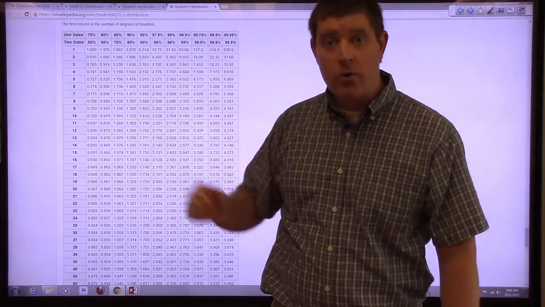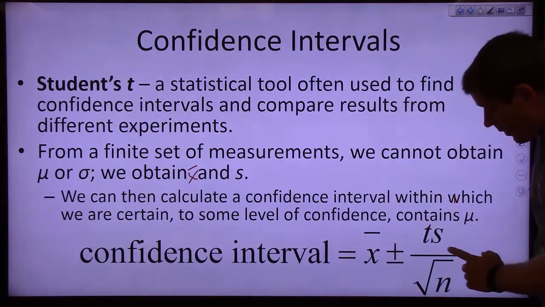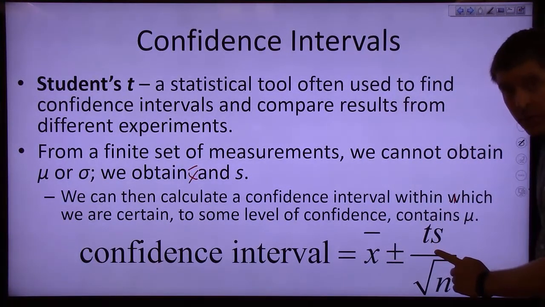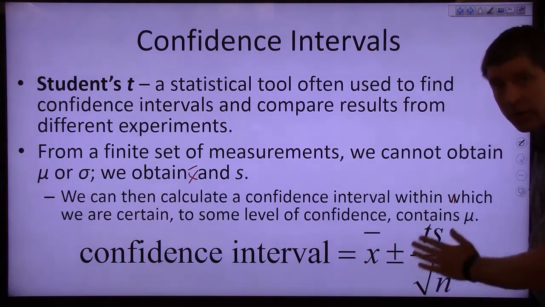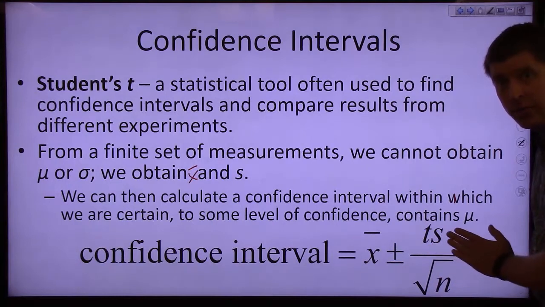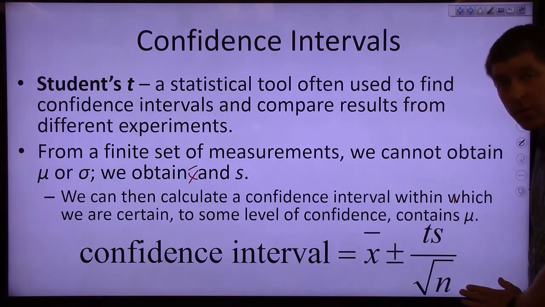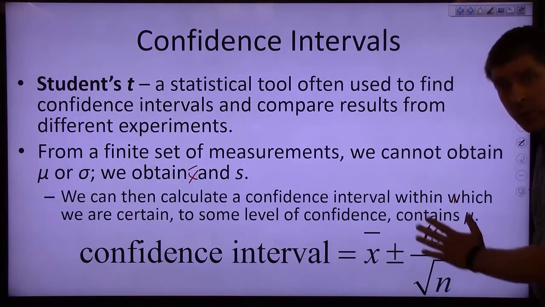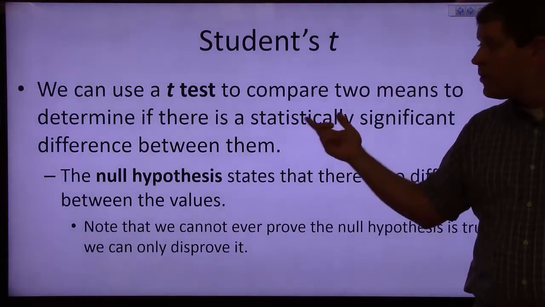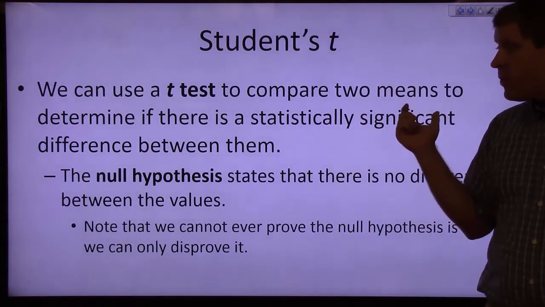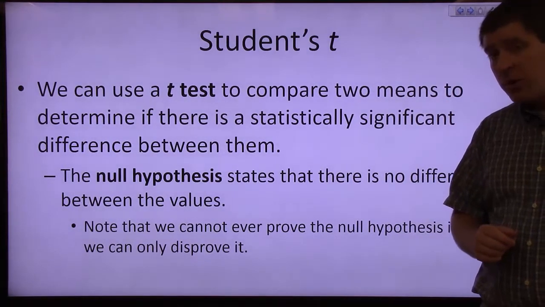So if we go back to our equation here, our t value, that 2.132, is what we're going to plug in here for t. So we'll have a confidence interval of our mean, plus or minus 2.132 times our standard deviation, divided by the square root of 4, if we had 4 data points. Now, we can use a t-test to compare two means to determine if there is a statistically significant difference between those two means.